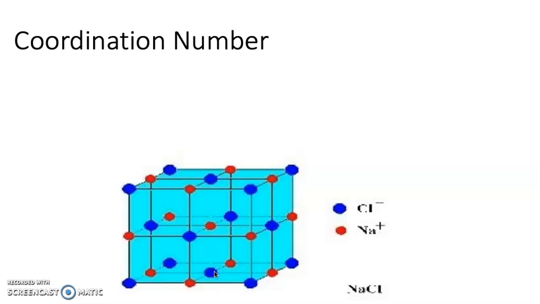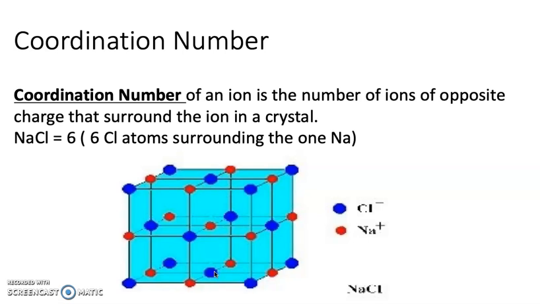So there are 6 chlorine atoms surrounding the 1 sodium atom. NaCl equals 6: 6 Cl atoms surrounding the 1 Na. Or vice versa. If we had a larger picture of this and took the blue, we can see that there would be 6 reds, or 6 Nas, surrounding it. Okay, but that's coordination number.